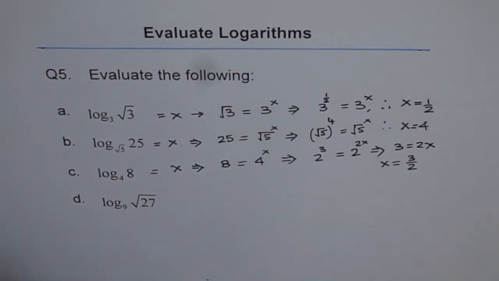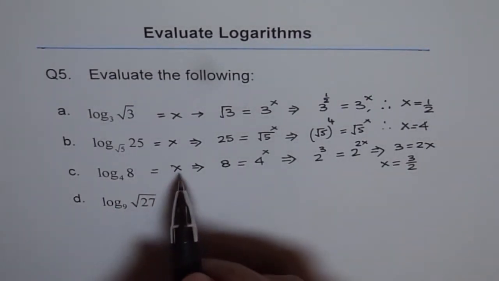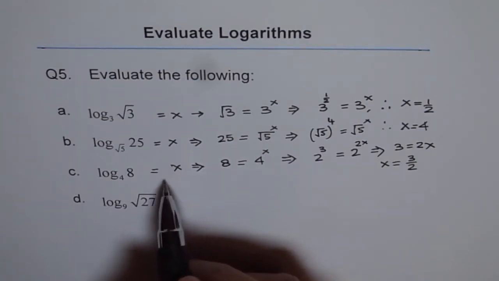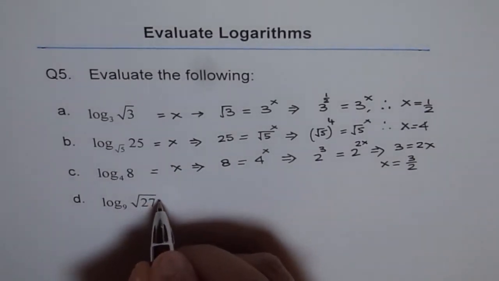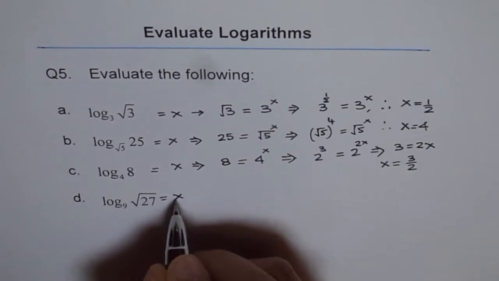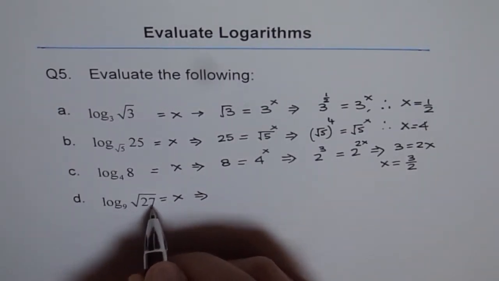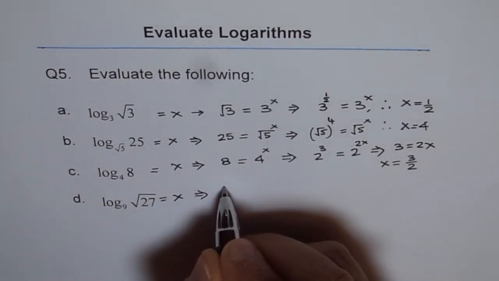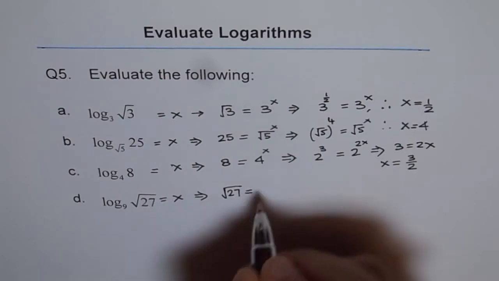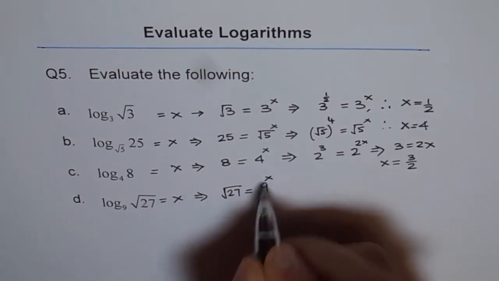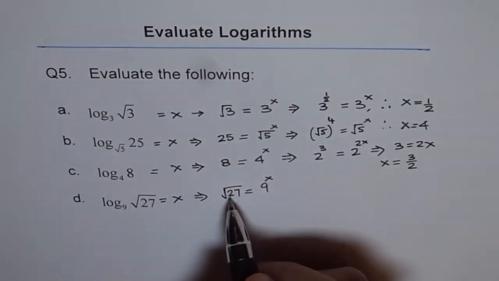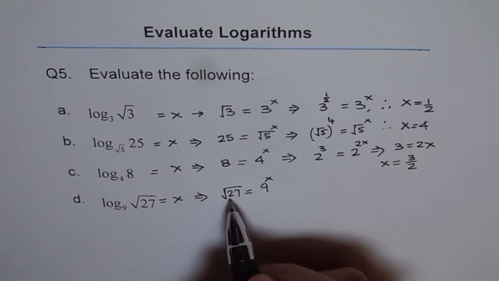Let's do this one. This will follow the same principle as we followed here, but in a different style this time. Let us say this is equal to x, right? Then we can write this as square root of 27 equals 9 to the power of x, correct? Now we know 27 is 3 cube, right? 3 cube is 27, correct?